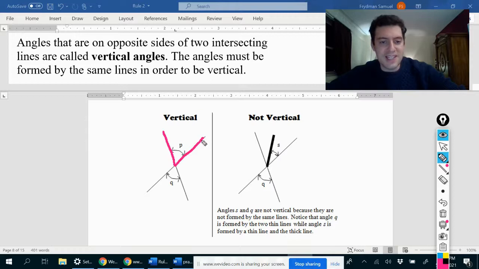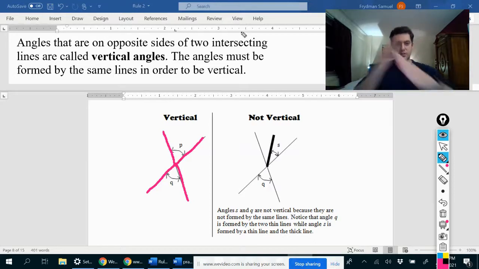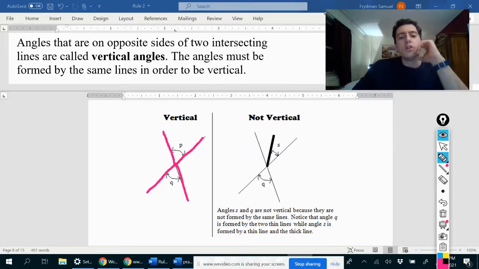Let's just go ahead and extend these lines. So if I extend this line and extend this one also, I can see that these are exactly the lines that form angle Q. So angle P and angle Q are actually formed by the same two lines, and they are on opposite sides of these lines. By the way, the word intersecting just means that they cross. So these are intersecting lines. Angle P and angle Q are on opposite sides of these intersecting lines.